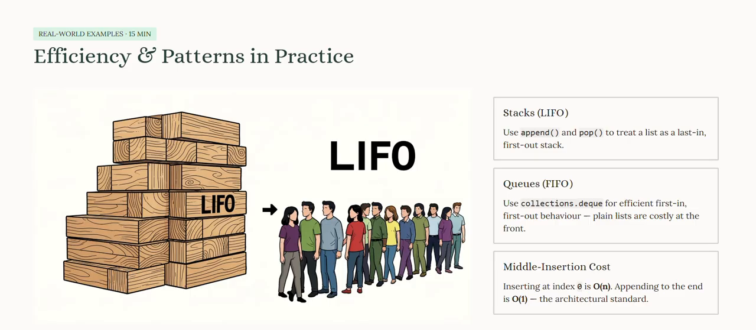Okay, first you just have to read all of this to get a basic idea about it. The rest we'll go into in depth, and then we'll do all of this. I'm just trying to give you a basic idea about lists. Middle insertion cost. Inserting at index 0 is O(n), and appending to the end is O(1), the architectural standard.